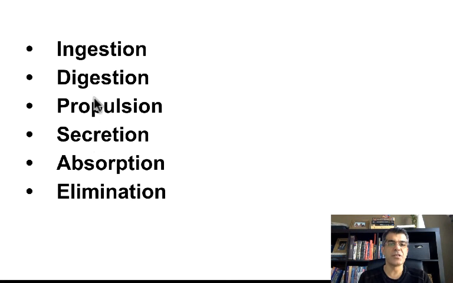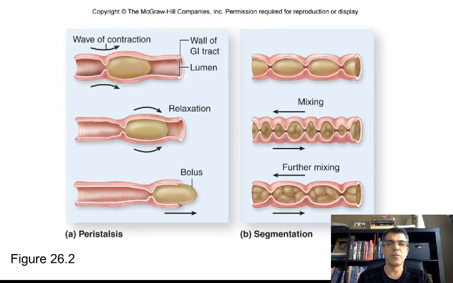Among these functions that I just mentioned is all clear except probably propulsion. What is propulsion? Propulsion is composed of two different types of movements. One is called peristalsis and the other is called segmentation.